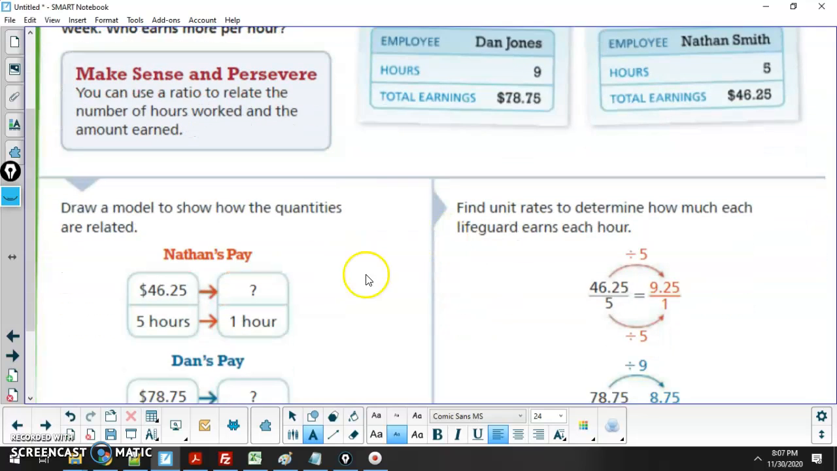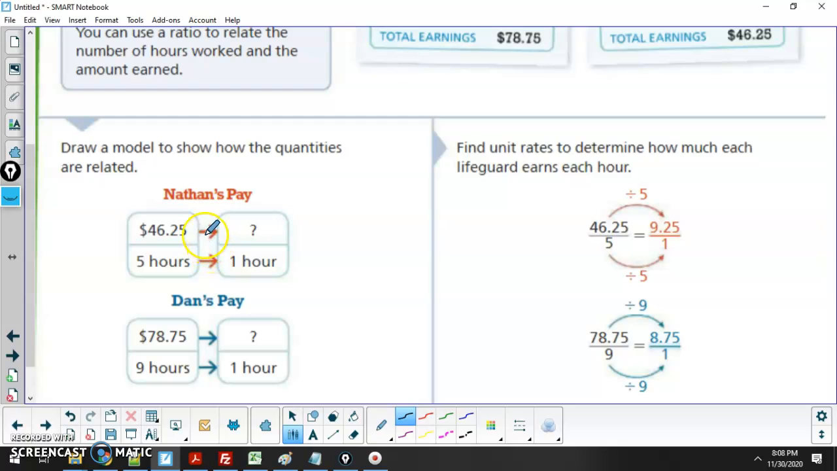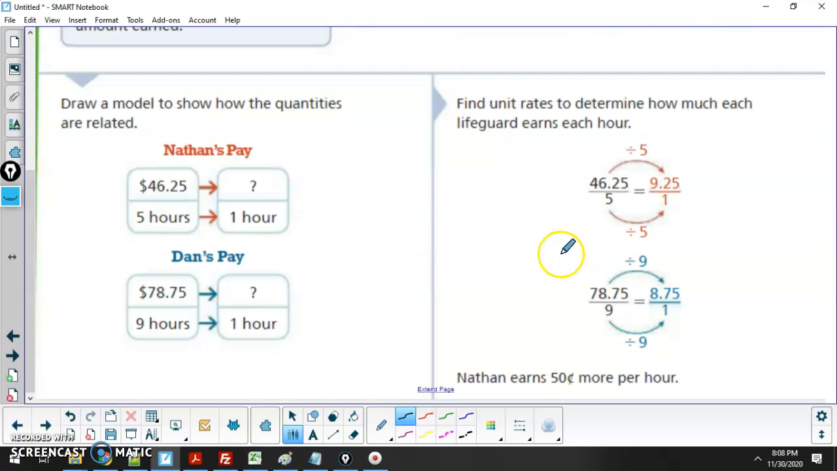All right, so in this particular lesson, I am going to let you use calculators because it will save you a lot of time. In fact, I think this chapter we're going to let you use calculators for all of it. I'll let you know otherwise. But anyhow, to figure out Nathan's pay rate, all we have to simply do is take 46.25, the money, divided by the hours, and you get Nathan's pay rate, which is $9.25 per hour, and Dan gets paid $8.75 per hour. We're dividing Dan's pay by 9 because that's how many hours he worked.